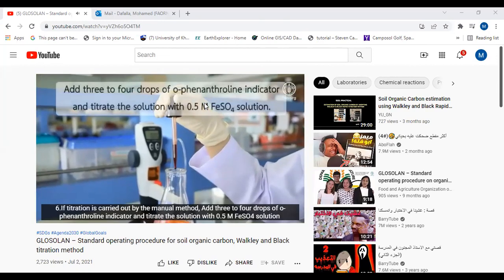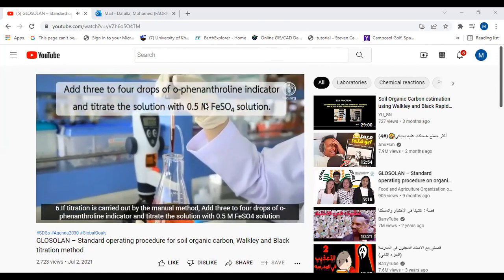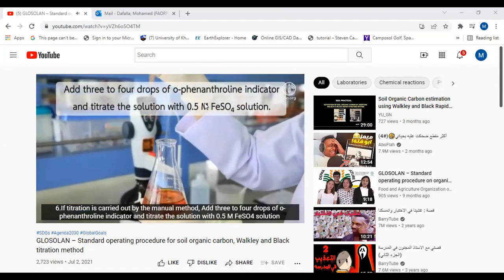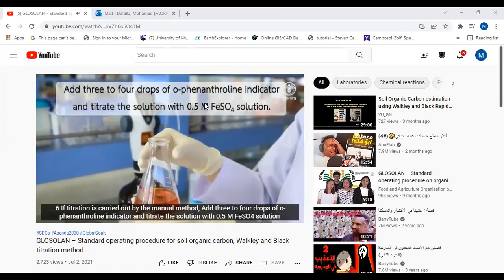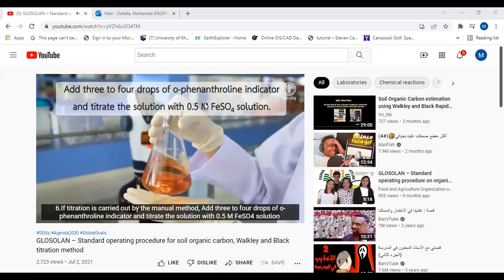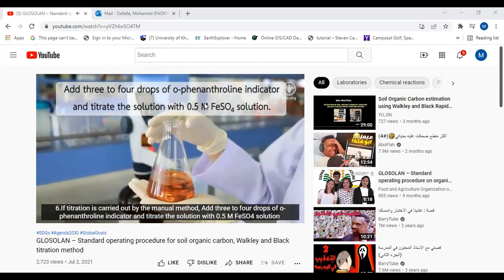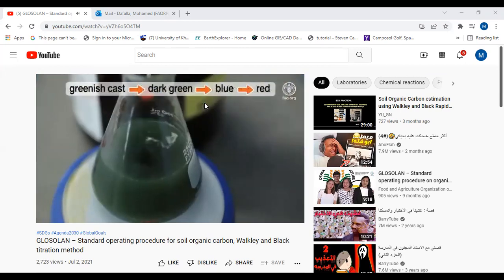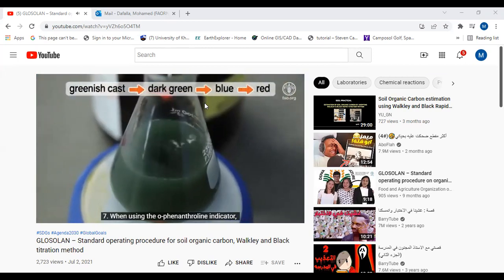If you proceed with the titration by manual method, add 3 to 4 drops of phenolphthalein indicator and titrate the solution with 0.5 molar ferrous sulfate solution as the endpoint is approached. Proceed further in the titration when using phenolphthalein indicator.